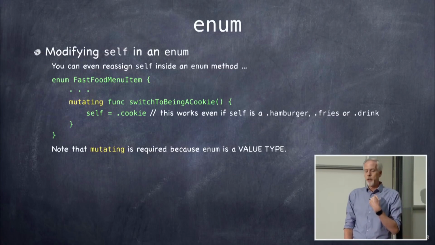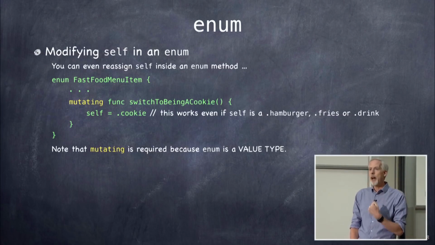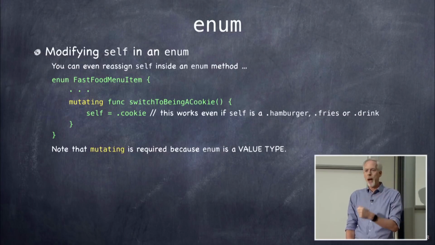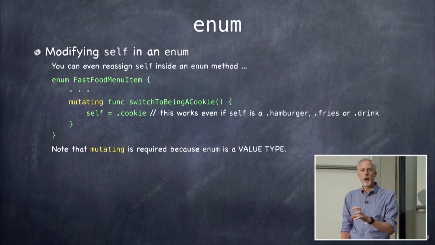That's because enum is a value type. And remember, the value types are passed around by copying, but there's copy on write. Swift does copy on write, which means it doesn't actually make a copy until you write.